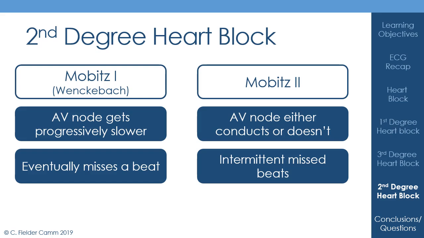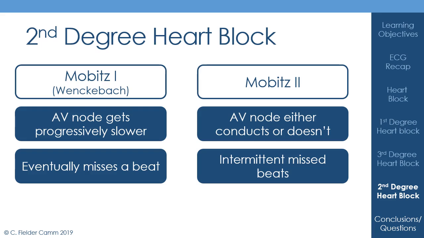So with Mobitz 1, as that PR interval gets progressively longer, eventually it gets so long that the AV node never really conducts that signal through into the ventricles, and you miss a ventricular depolarization. And that's quite clearly patterned. So it gets longer and longer and longer, misses a beat, and then it resets. And the PR interval is normal or near normal again, and it gets progressively longer before it misses a beat.